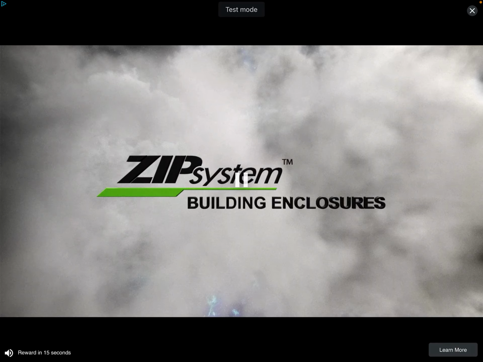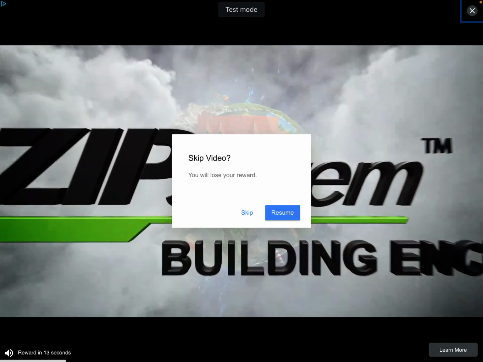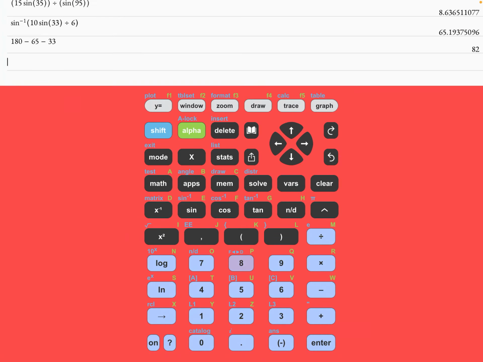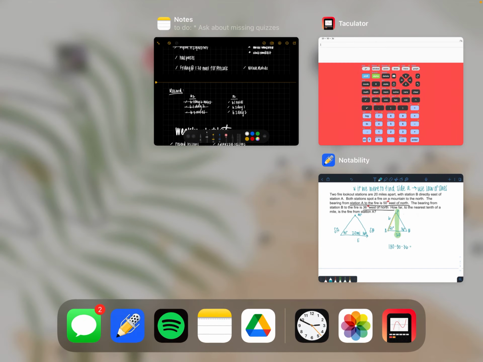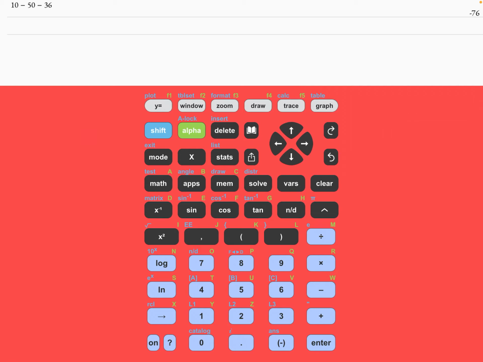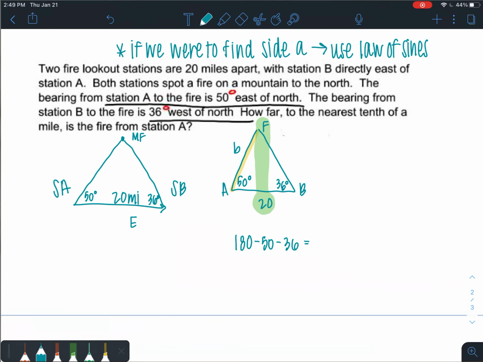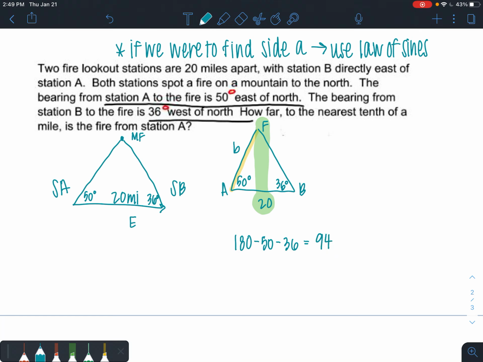Oh, goodness. 180 minus 50, minus 36. Why is that negative? Dang it. 180 minus 50 minus 36 gives me 94 degrees. So this is 94 degrees.